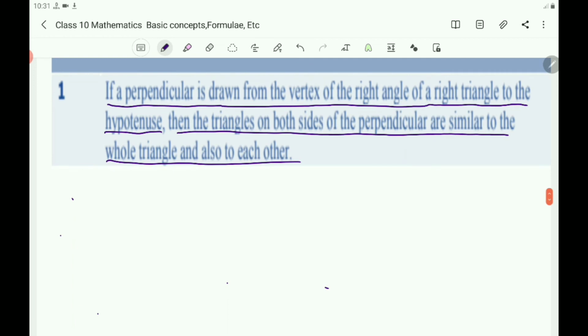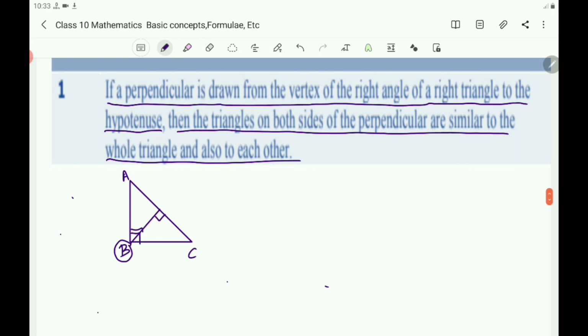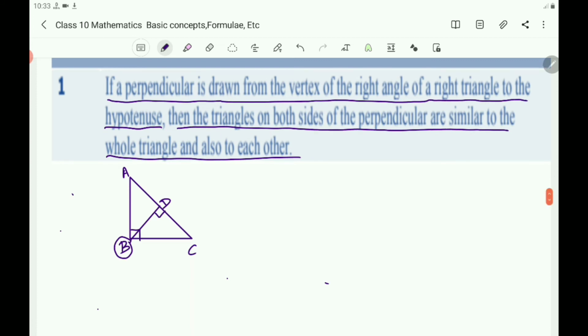Here consider a right angle triangle ABC, which is right angled at B. If a perpendicular is drawn from the vertex of the right angle, which is the right angle vertex here? Angle B. If the perpendicular is drawn from the vertex of the right angle to the hypotenuse, which is the hypotenuse here? AC is the hypotenuse because it is opposite to the right angle. Now consider BD as the perpendicular drawn from the right angle vertex to the hypotenuse.